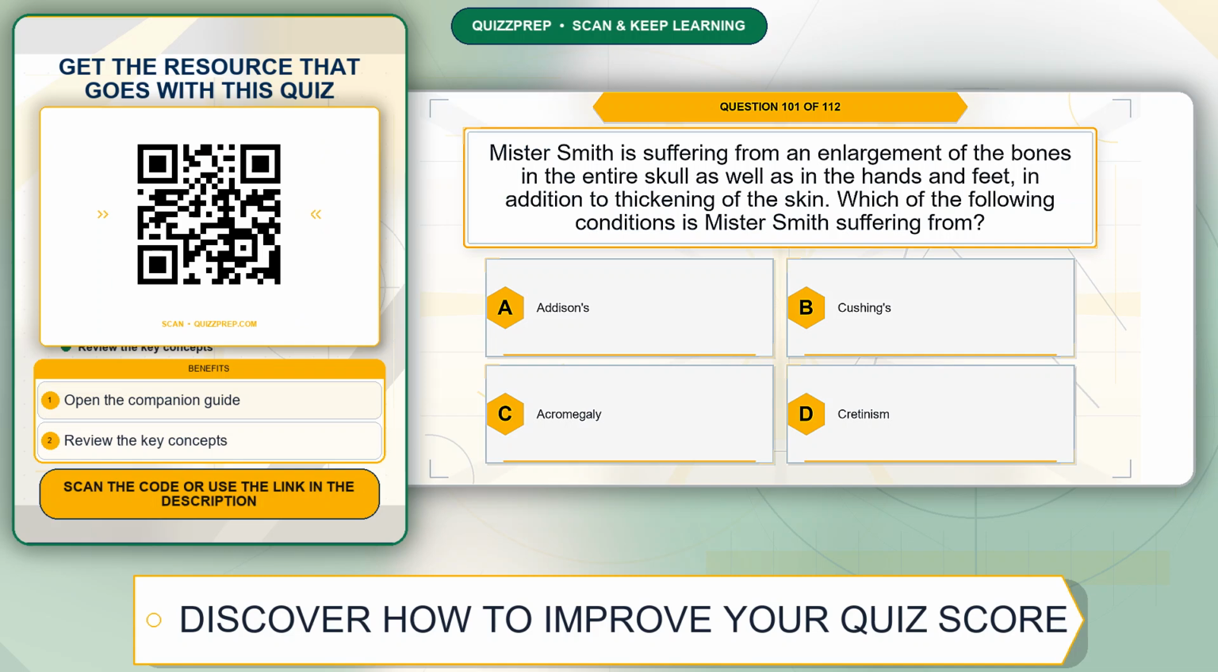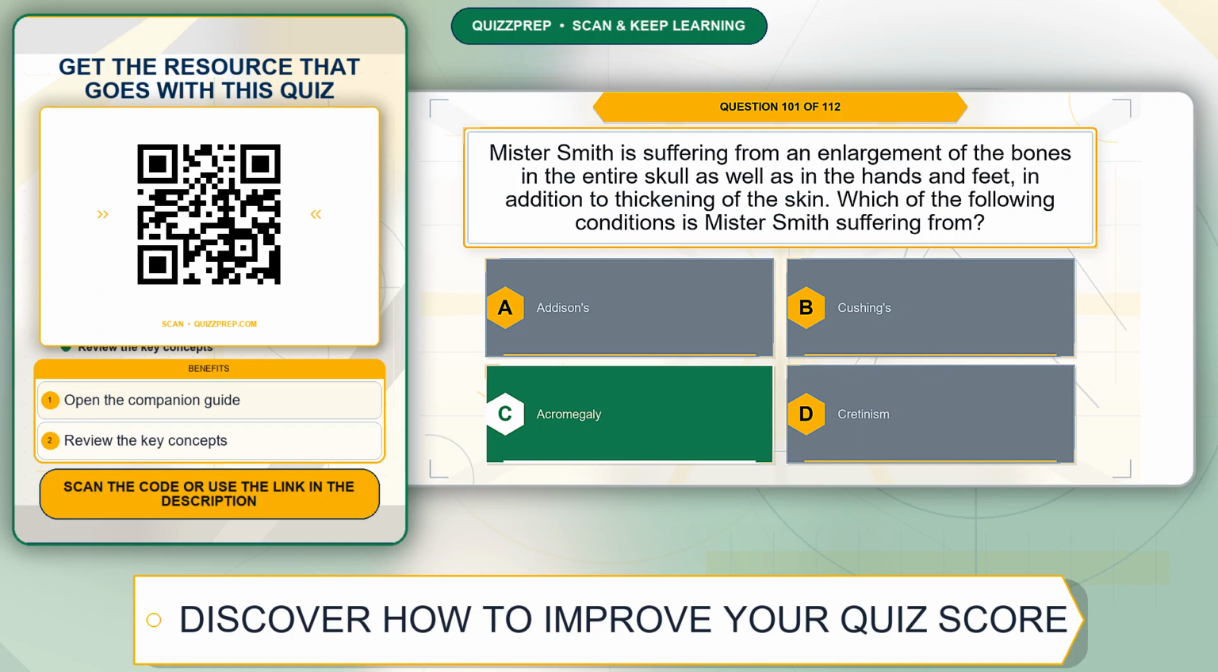Question 101. Mr. Smith is suffering from an enlargement of the bones in the entire skull as well as in the hands and feet, in addition to thickening of the skin. Which of the following conditions is Mr. Smith suffering from? Option A, Addison's. Option B, Cushing's. Option C, acromegaly. Option D, cretinism. The correct answer is option C, acromegaly.